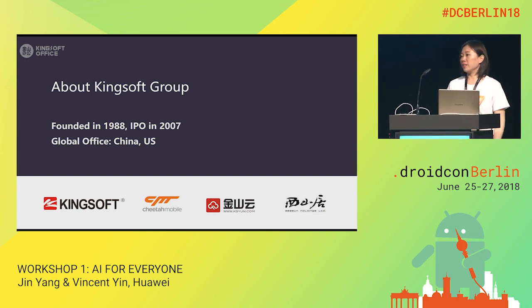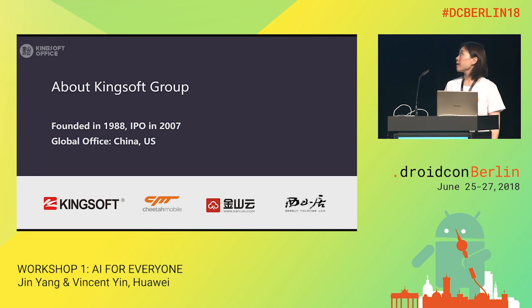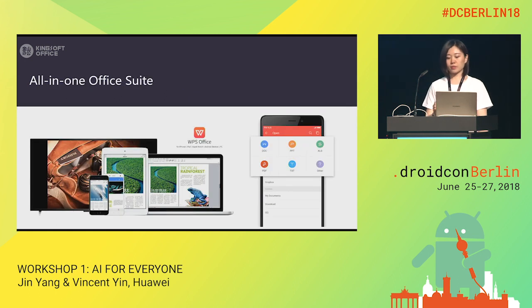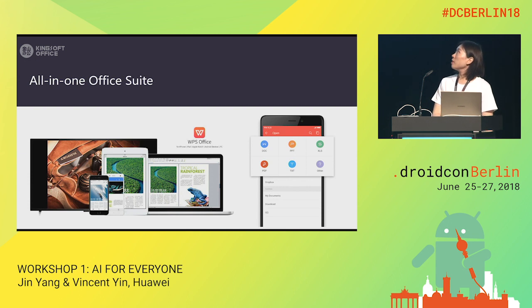Kingsoft was founded in 1988 and listed in Hong Kong in 2007. It has four subsidiary companies: Kingsoft Office, Cheetah Mobile, Kingsoft Cloud, and Season Games. Our offices are located in China and the United States. Our product, WPS Office, is one of the most popular all-in-one office suites. With WPS Office, you can read, create, and edit all kinds of files, including Word, Excel, PowerPoint, and PDF. You can share and access them anywhere at any time.